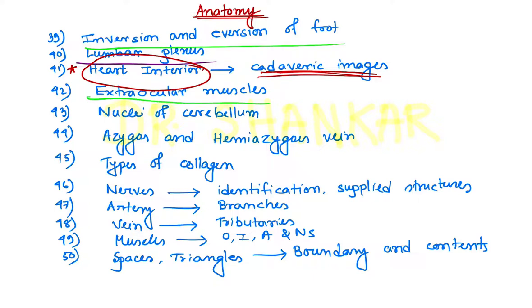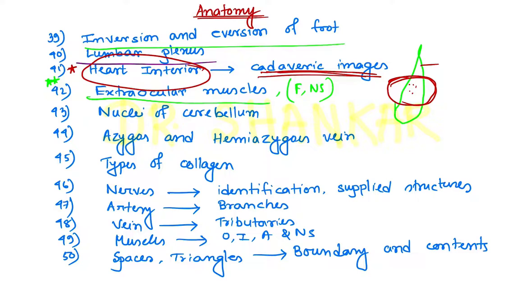Extraocular muscles are important, like the function of superior oblique muscle, lateral rectus. Not only their function, both function and nerve supply are very important for extraocular muscles. Similarly, superior orbital fissure is also important. What are the structures that pass above the annulus of Zinn? What are the structures that pass inside the annulus of Zinn and below? So contents of the superior orbital fissure are also important.